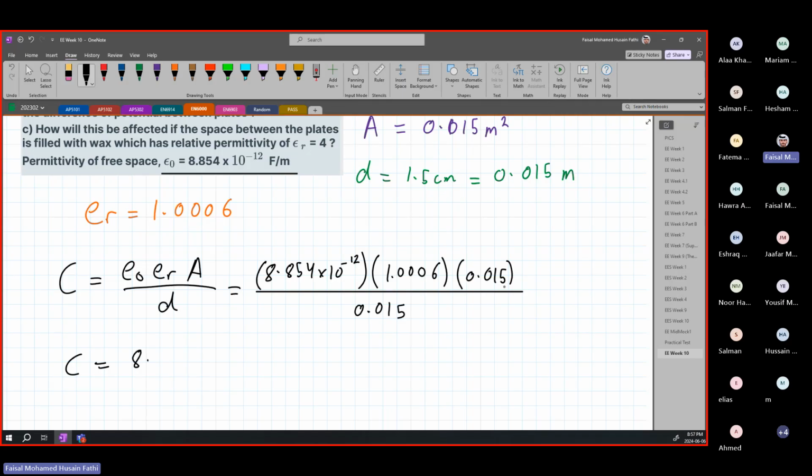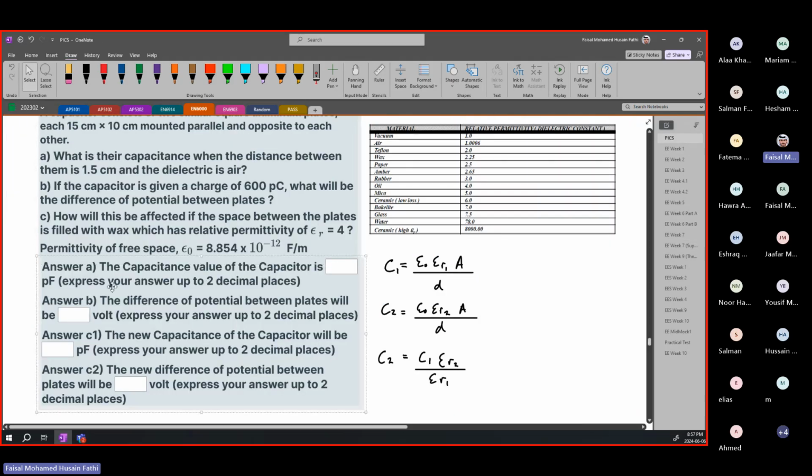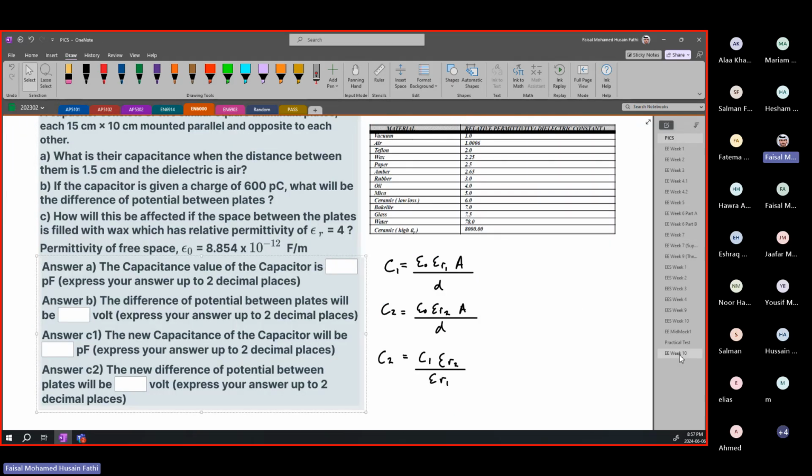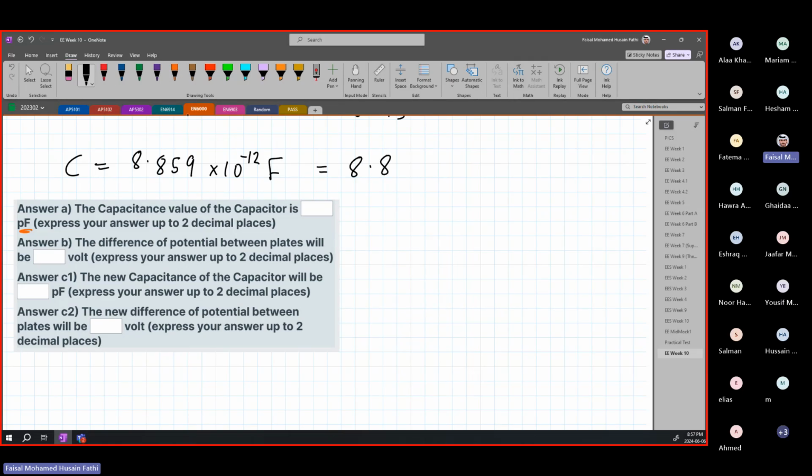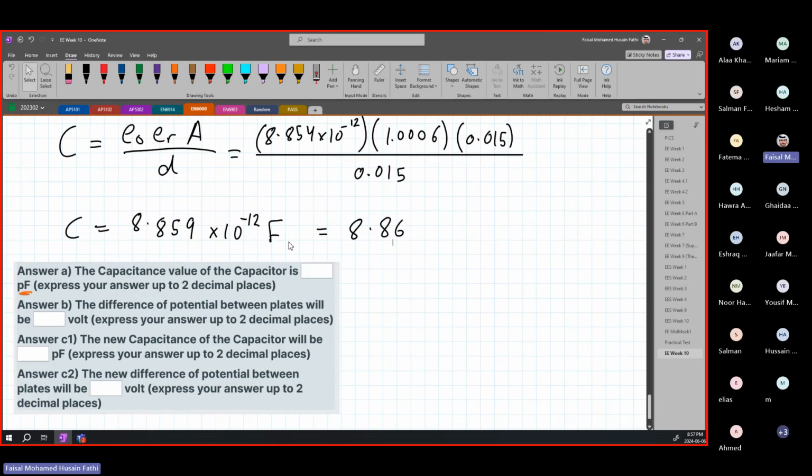It will give you 8.859 times 10 to the negative 12, or depending on what the question asks. The question was saying in picofarads, and we already have it in 10 to the minus 12 and this is in farads, so to 2 decimal places, 8.86 picofarads, and that's it. That's your first part.